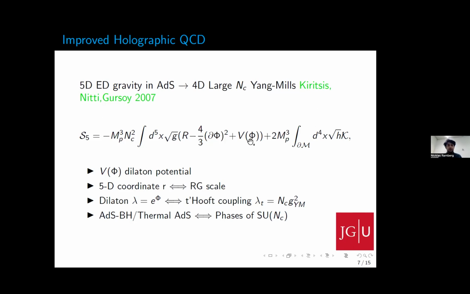It's associated, let's say, by starting off with the action, which contains an Einstein-Hilbert term and a Gibbons-Hawking term for the boundary. The matter content is fairly easy in this case, having an associated kinetic term for the extra scalar, the dilaton, and the associated dilaton potential.